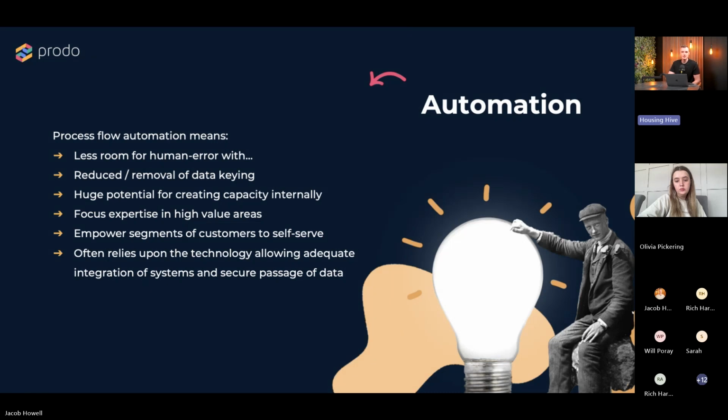But linked to that, reducing or even removing that data keying or rekeying is obviously a huge benefit from a capacity point of view as well. It's very, very time consuming manual data entry, and the likelihood is the person doing it probably has some sort of expertise or knowledge that really should be used doing something else of higher value for the organisation. So automation around these things can handle it quickly, accurately, and free people up to focus on more critical things like supporting customers directly. And linked to what we hear quite a lot at the moment from clients and people that we speak to in the space is we need to create internal capacity here.